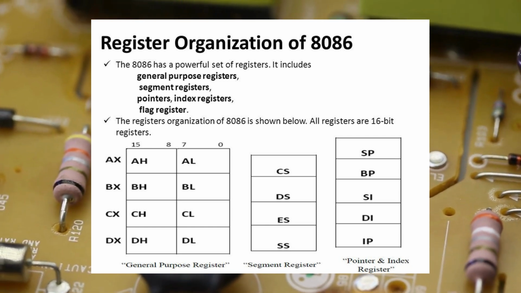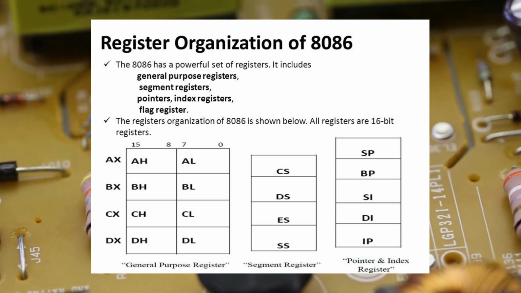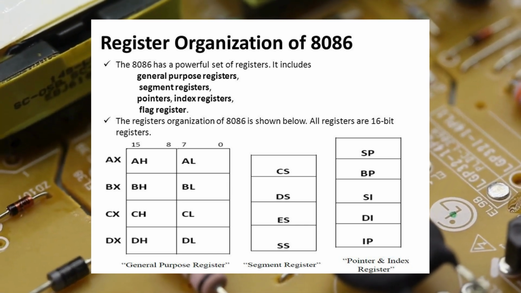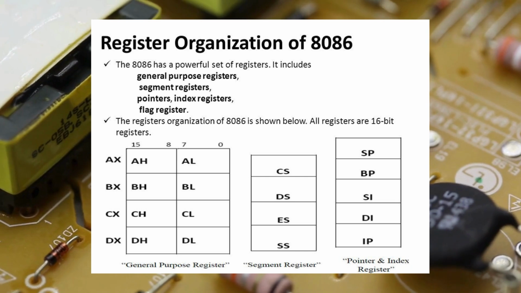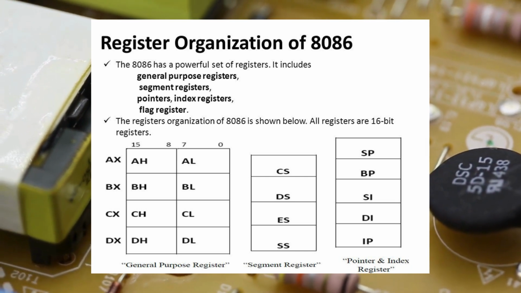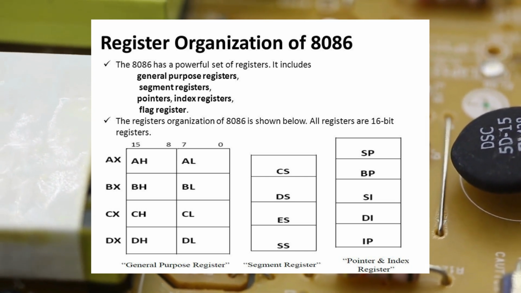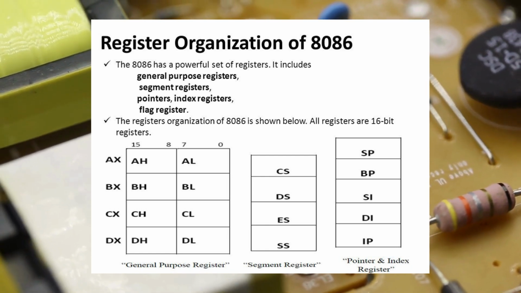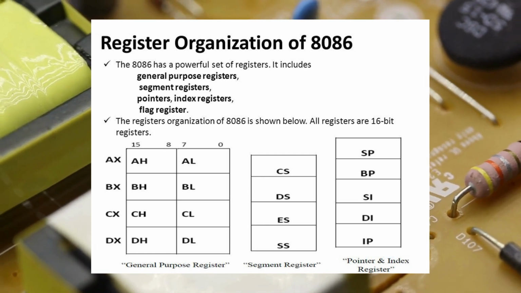AX, accumulator, main register for calculations. BX, base, used for memory addressing. CX, counter, used in loops. DX, data, holds extra data. Pointer and index registers. SP, stack pointer, tracks the stack. BP, base pointer, helps with function calls.